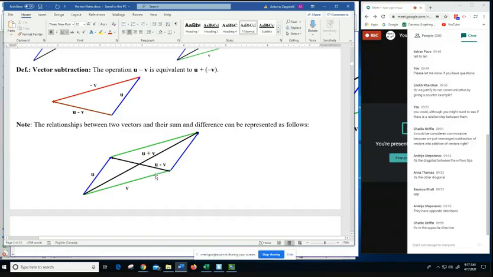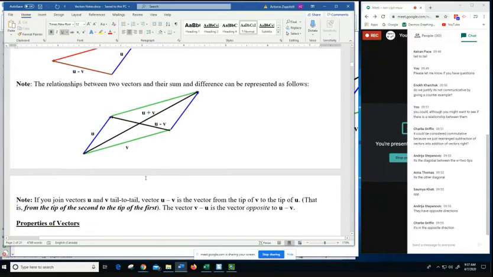But what's very important here, and I think I have it right here, is that this diagonal that's formed by the subtraction is not the same whether I do u minus v or v minus u. Notice here what it's doing. It's going from the tip of v to the tip of u. So the way I describe this is I say it's going from the tip of the second to the tip of the first. All right?